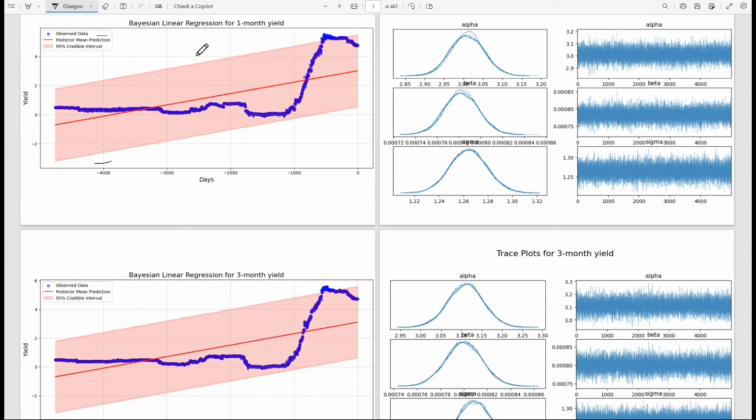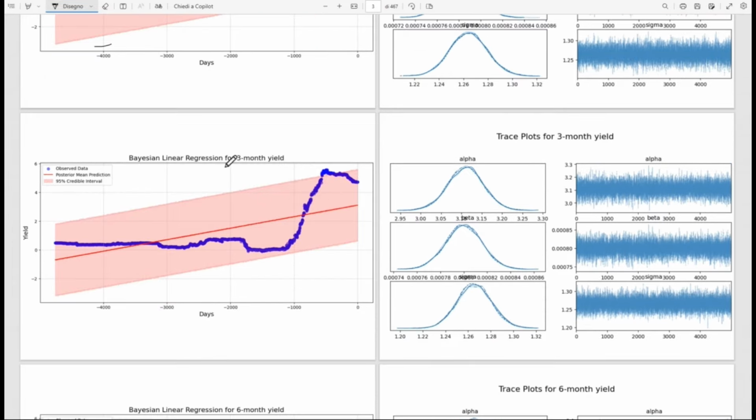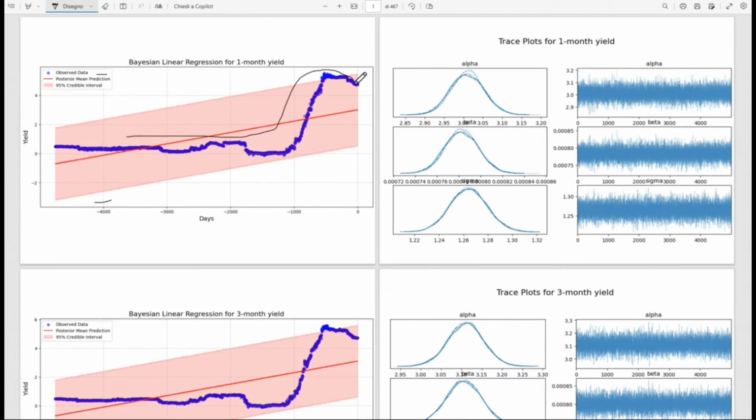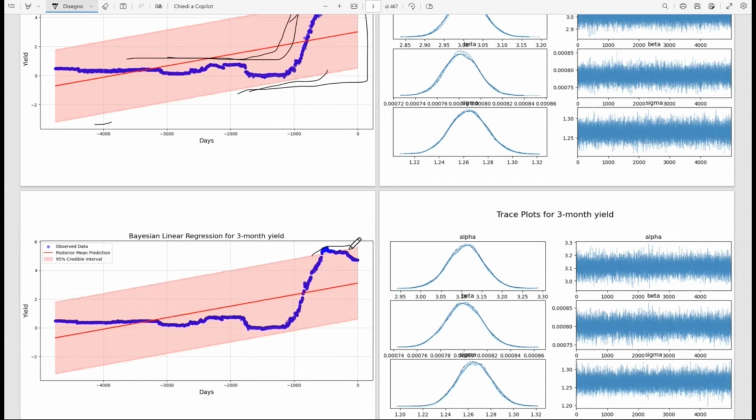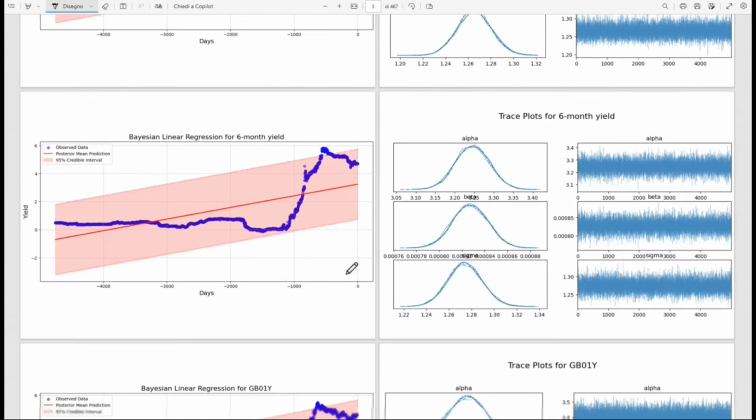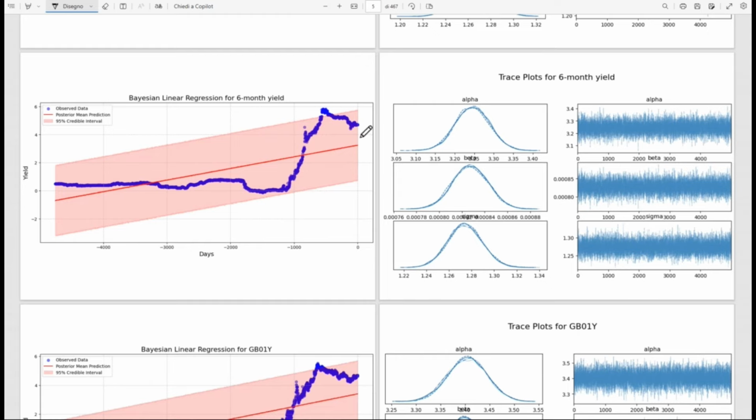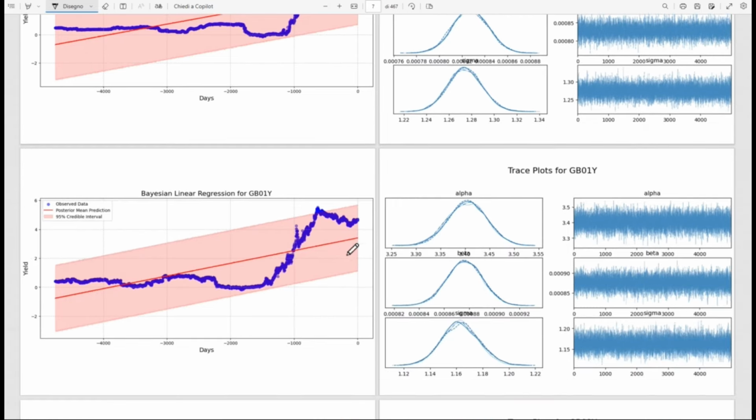So basically this works with the prior data, and then it gives you a posterior prediction. And so this Bayesian regression also draws out the level of the yield, and it fits the yield into the credible interval channel. Okay, and we see that we are at extreme levels, and this should hopefully converge to the median line somehow.